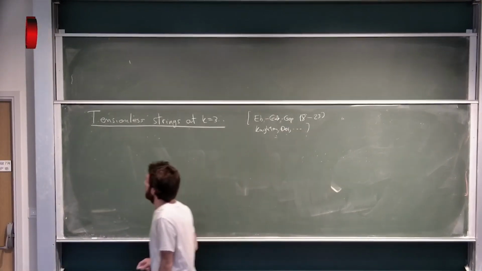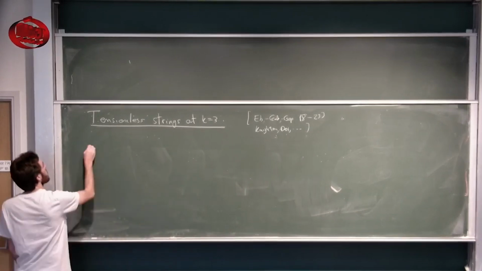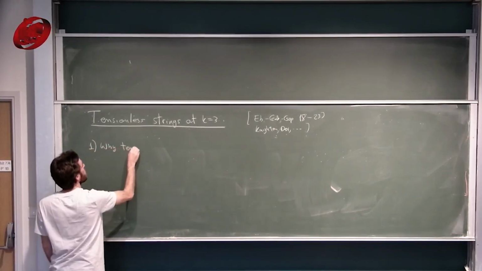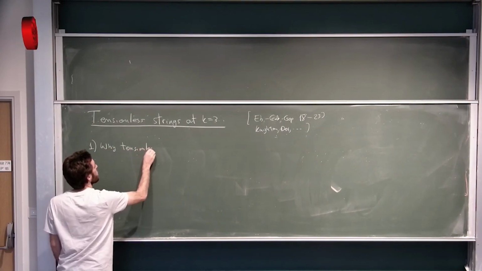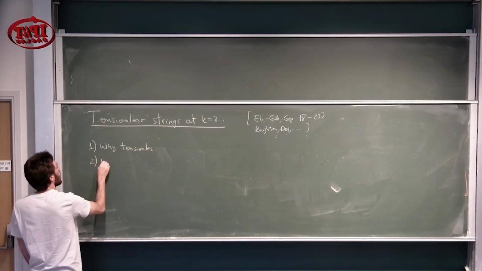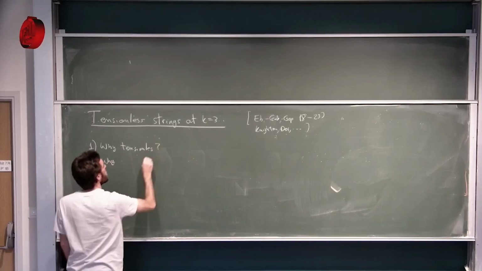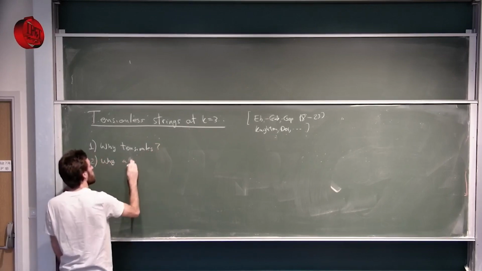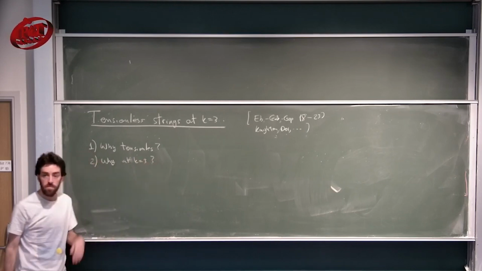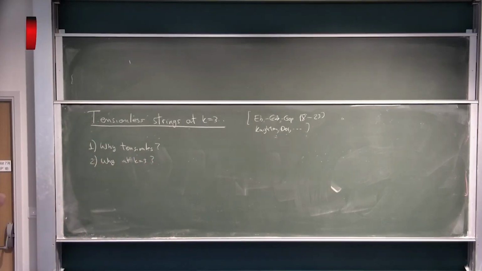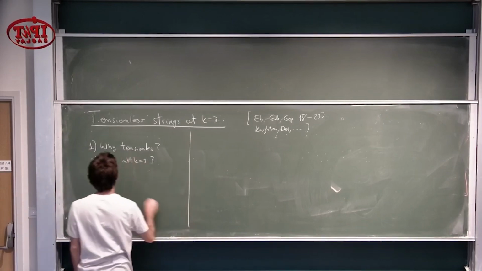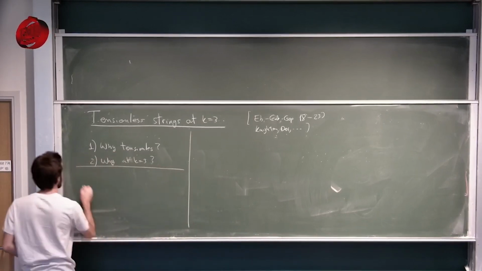So I need to answer two questions, right? First of all, why do we call it featureless? Everything okay? And why at k equals 3? Okay? And let me actually make a disclaimer here of the method I'm going to use.